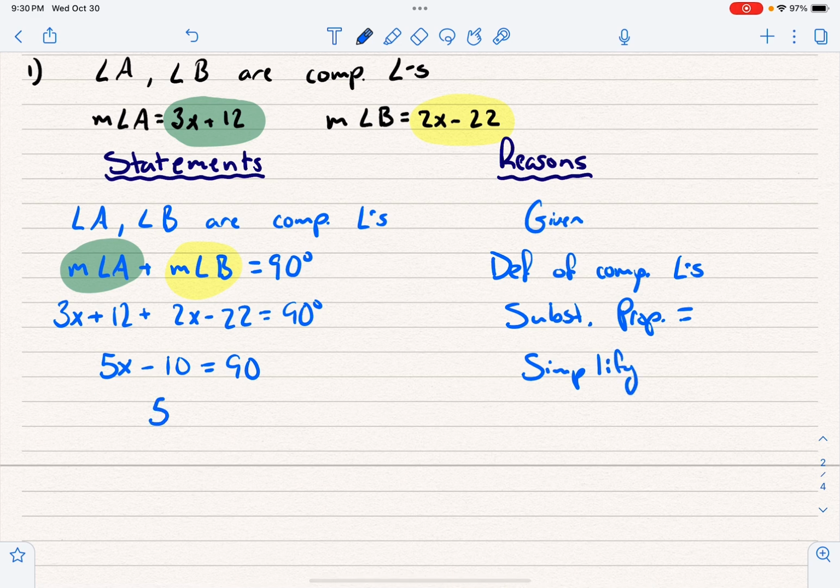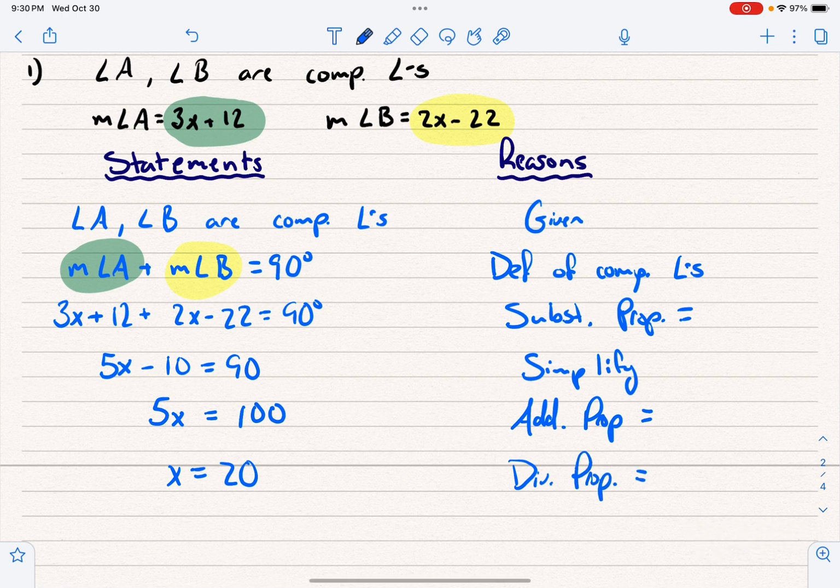At this point, we can add 10 to both sides, which makes us say 5x equals 100. That is the addition property of equality. If we add something to one side, we just have to add it to the other side. And lastly, we divide both sides by 5. We get x equals 20. And that is the division property of equality.